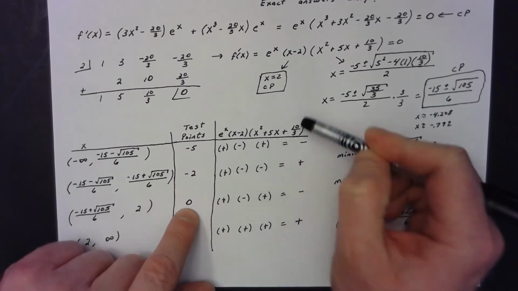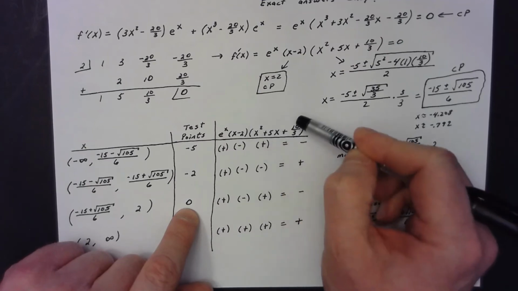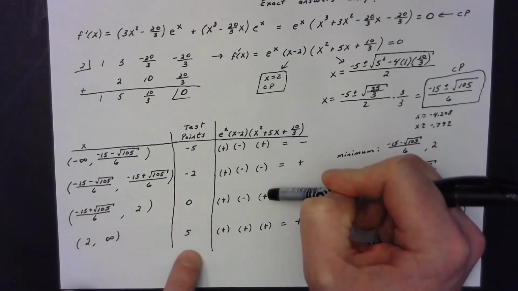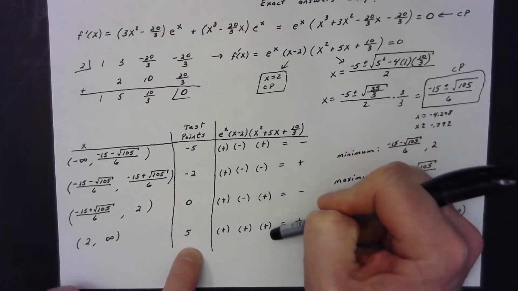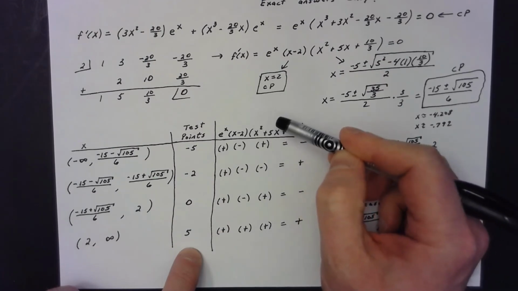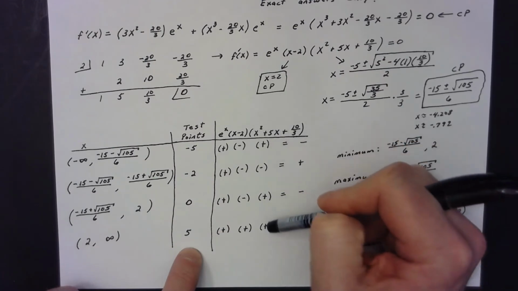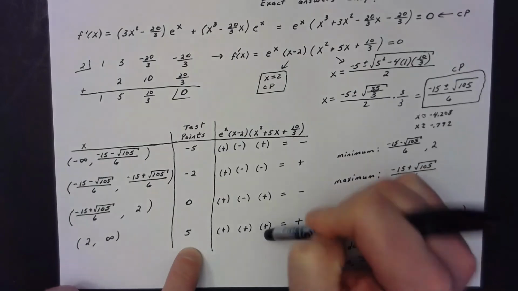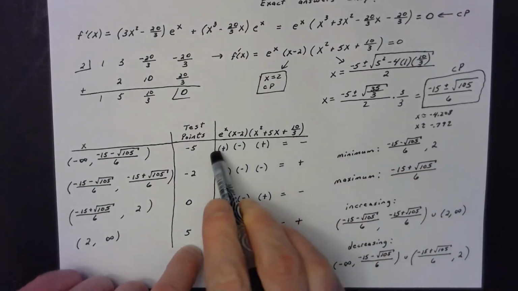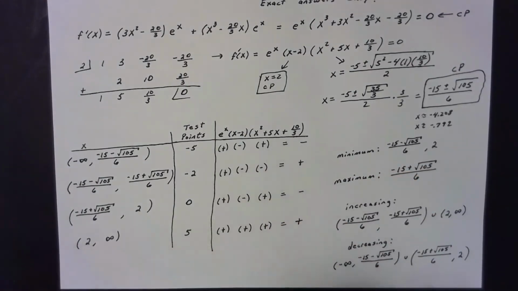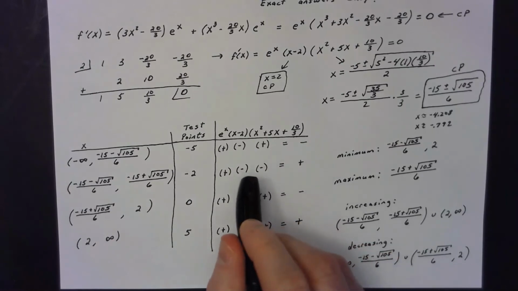When I plug a 0 into it, obviously the x terms cancel. You just have plus 10/3. When I plug a 5 into it, it's definitely positive. You'd have 25 plus 25 plus 10/3. It's going to be over 50. So certainly positive. Now you just look at the product of the signs in your first derivative sign test.